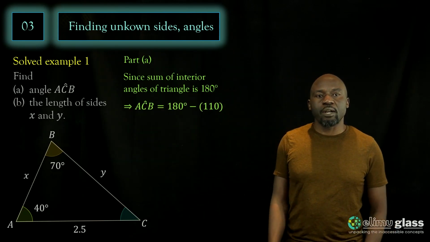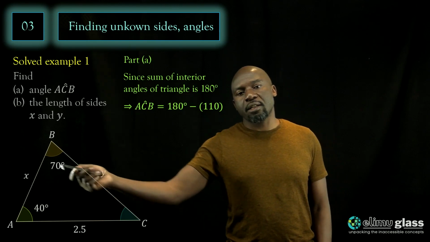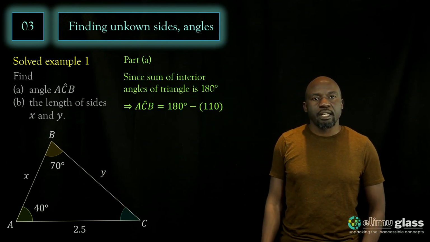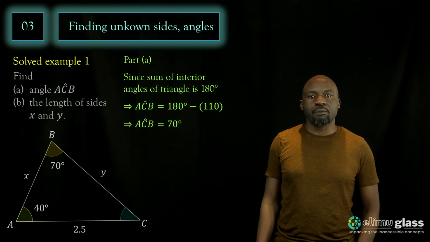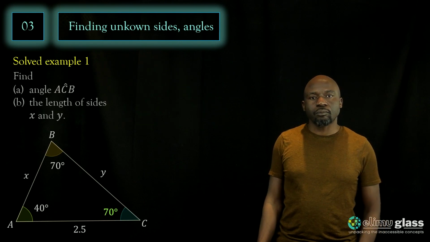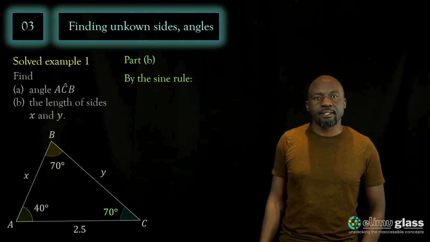We take 180 and subtract these two, which is 110, and the result is 70 degrees. So part A is done. Part B of the problem, we want to find the value of x.